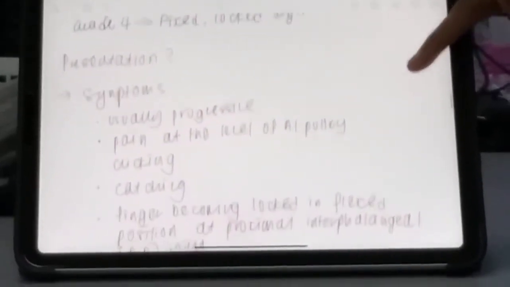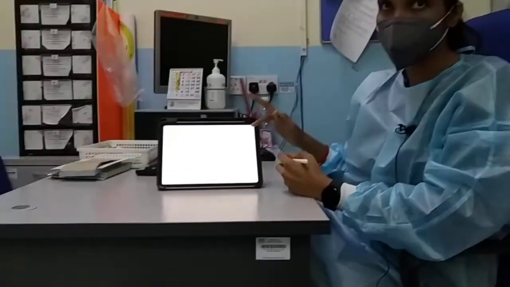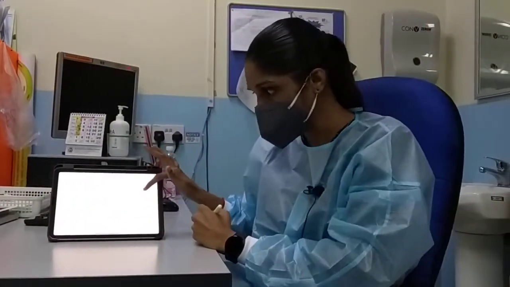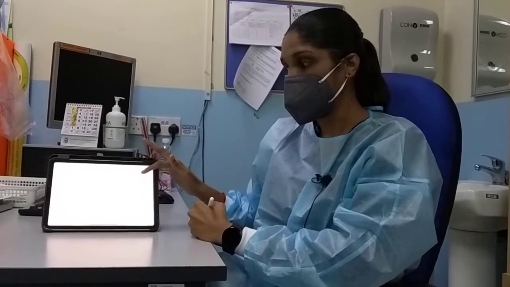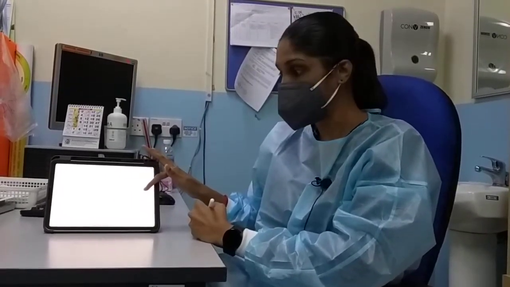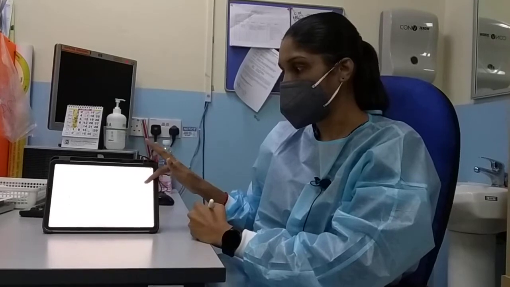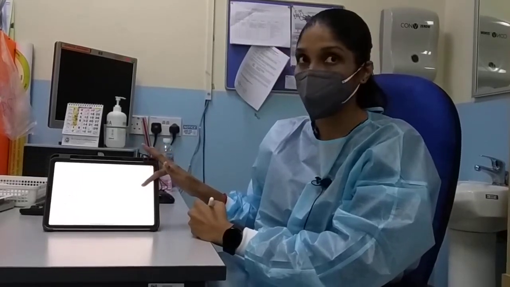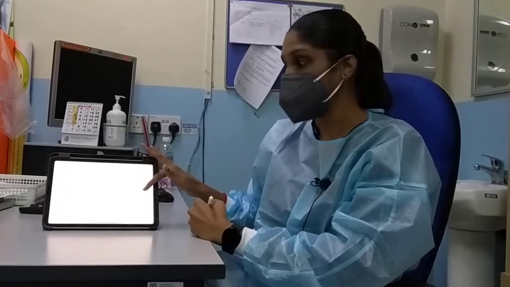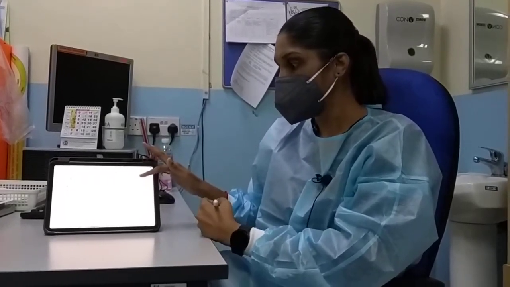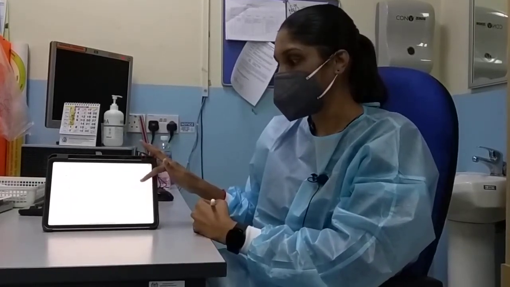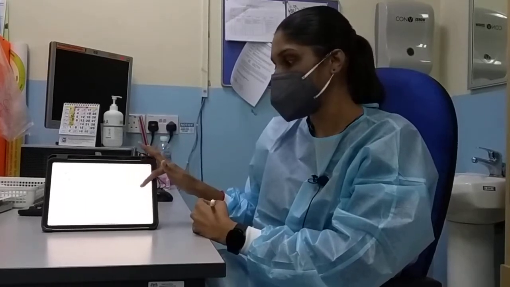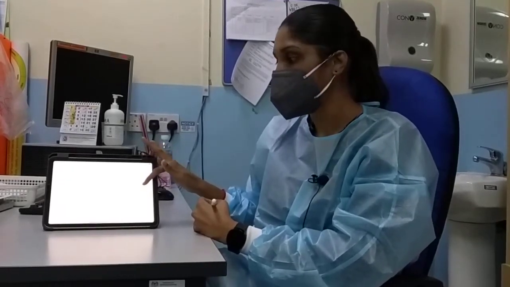Presentation wise, symptoms usually come with progressive pain at the A1 pulley, clicking, catching, and the finger will usually be locked in a flexed position at the PIP joint, and there can be referred pain to the dorsal MCP and PIP region. Physical examination: on palpation, there is tenderness at the level of the A1 pulley and a palpable nodule at the flexor tendon. Range of motion shows triggering with digit flexion and extension, with flexion at the PIP joint. There is no specific provocative test; flexion and extension of the digit can produce the symptoms.